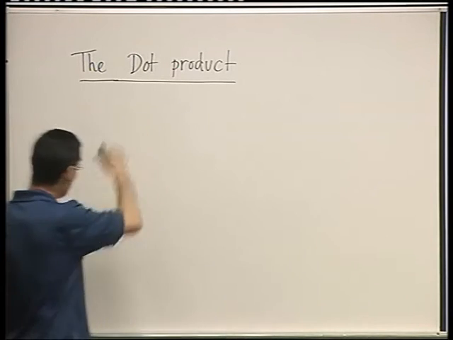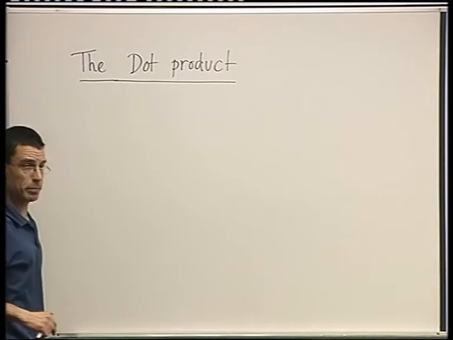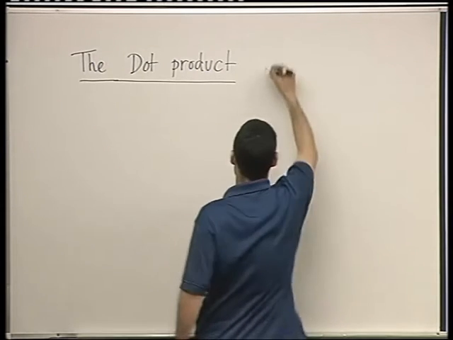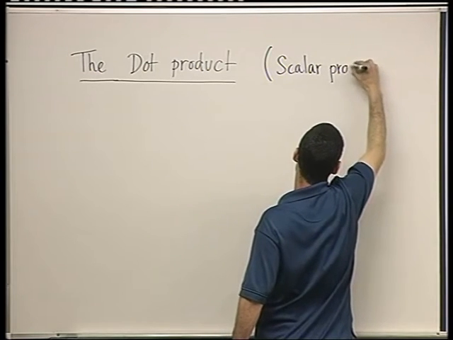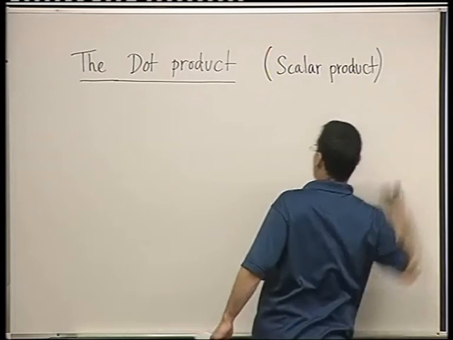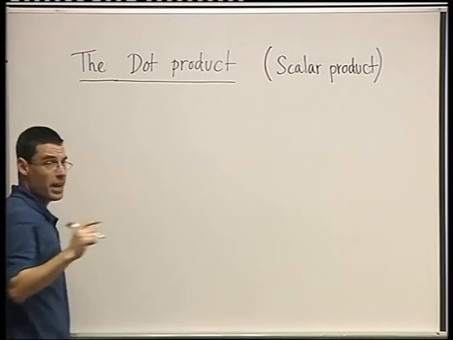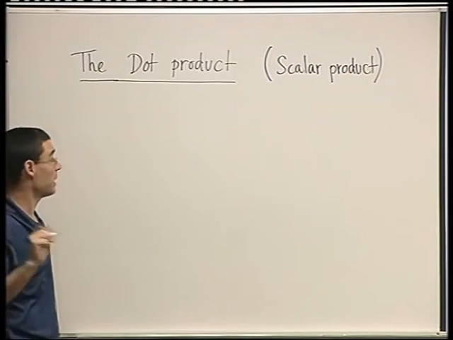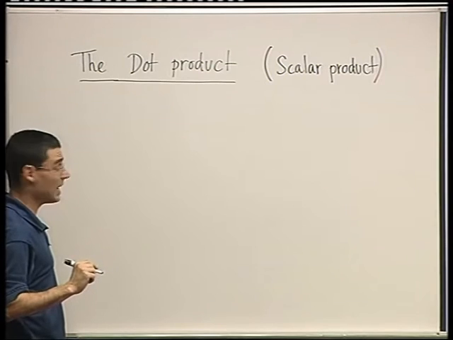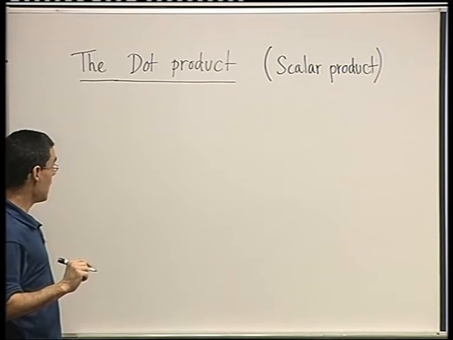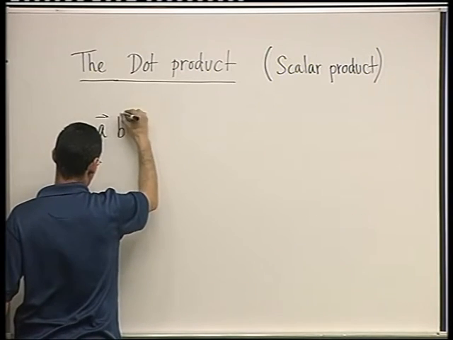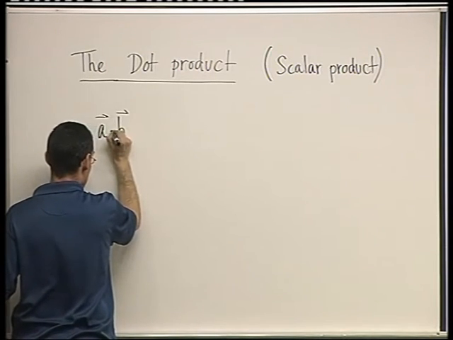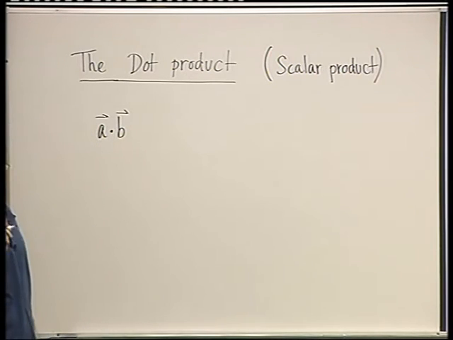Okay, so the title of this episode is the dot product. This is also called the scalar product. It's also called an inner product, by the way, if you come across that. What it is, is a product between two vectors, and it's denoted by a dot, hence it's called the dot product.